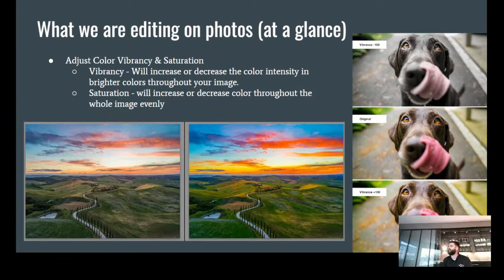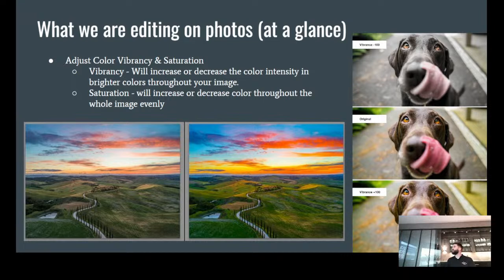Now the next thing after we've looked at our histogram, exposure, contrast, and white balance, we want to look at vibrancy and saturation. Most likely we have edited most of our tones, let's say. We've looked at the light and the dark parts of our image. But now we're going to look at the parts of the image that aren't necessarily just black or white, the parts that have color to them.